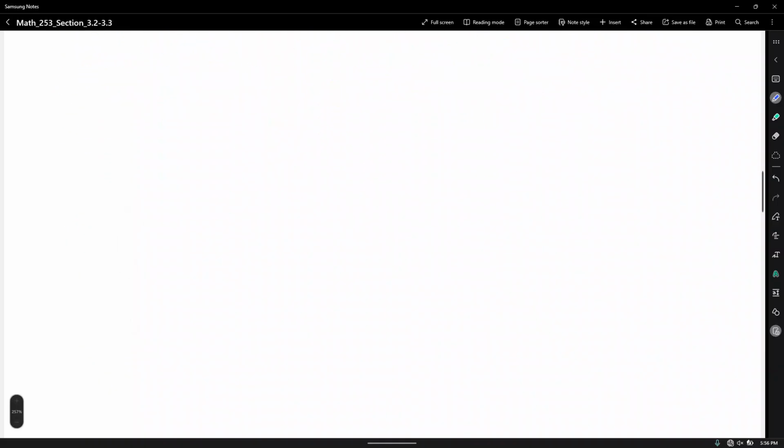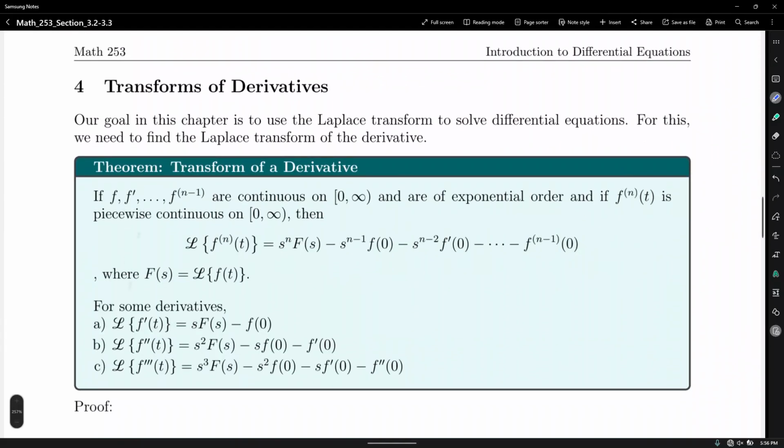That being said, let's look at the second part of the section. That's essentially the 3.3 part, transforms of derivatives. So now we have the transforms of some elementary functions like polynomial functions, exponential base e, and sine, cosine, hyperbolics, right? But what about transforms of derivatives? Actually, we're going to use this to solve differential equations.